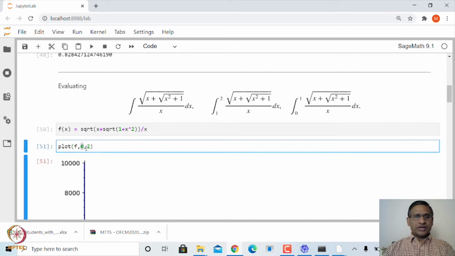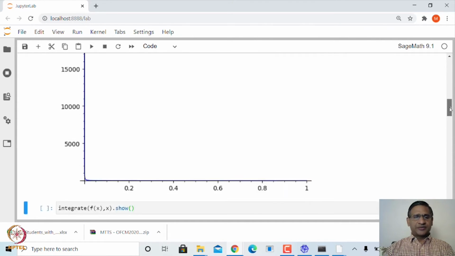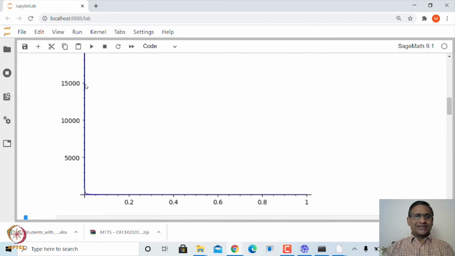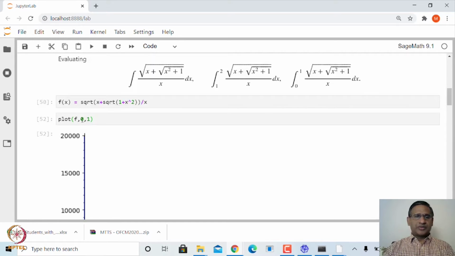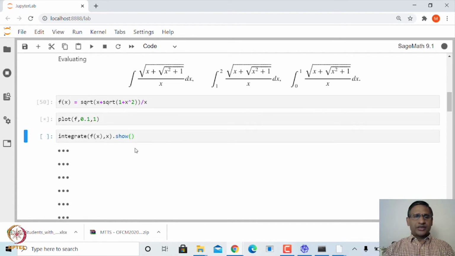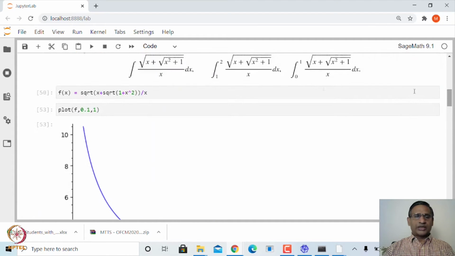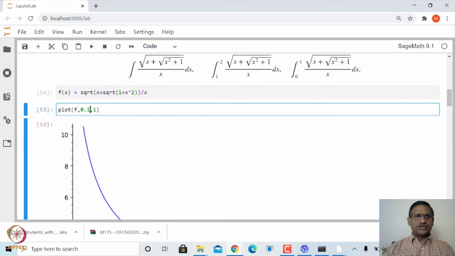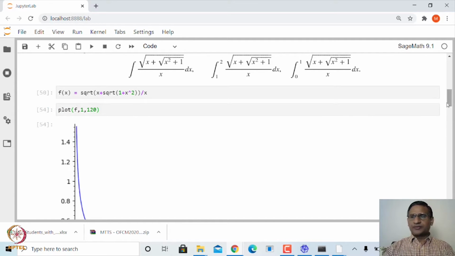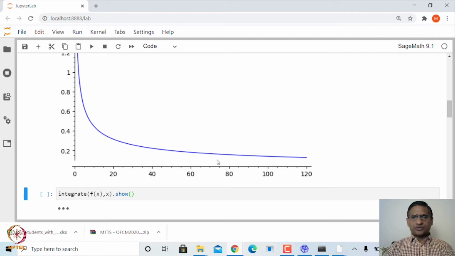However, let us look at what happens between 0 and 1. At 0, since the behavior is that it is going to increase to infinity, that's why you see this graph. Let me plot maybe between 0.1 and 1, then it may be somewhat better. That's how the graph looks between 0.1 and 1. If I look at the graph between 1 and, let us say, 20, this is the graph. You can see here this goes very close to 0, right?